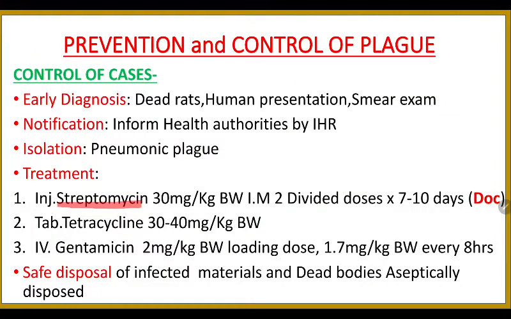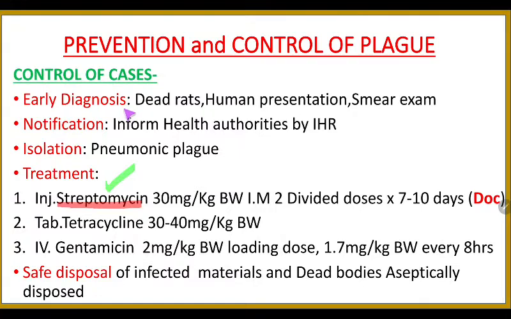Now coming to how we can prevent and control plague, which is most important. Control of cases: diagnose early, notify the higher authority, and isolate, especially pneumonic plague, which is highly communicable, so isolate them and treat. Treatment: injection streptomycin is the drug of choice. If not, tetracycline and gentamicin can be given. And lastly, safe disposal of infected material, and dead bodies should be disposed of aseptically.